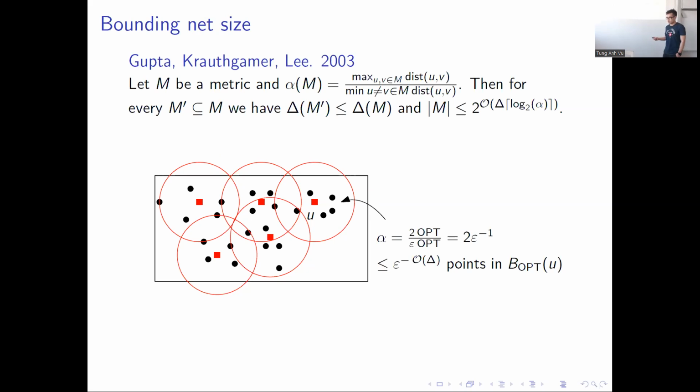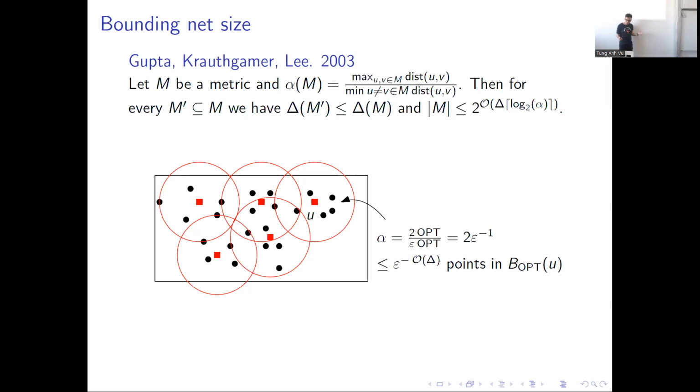So with this theorem in mind, let us look in one of the balls of the solution, and let us look at the net points in this ball. In this ball, the maximum distance between any 2 points is 2 times opt, right? 2 times the radius of the ball. And the minimum distance between any two net points inside this ball is epsilon times opt, because that's how I defined the net. So now I know that my alpha, known as aspect ratio, is 2 times 1 over epsilon. And this theorem tells me that inside this ball of the optimum solution, there are at most 2 to this number of points, so at most 1 over epsilon to some constant times doubling dimension.